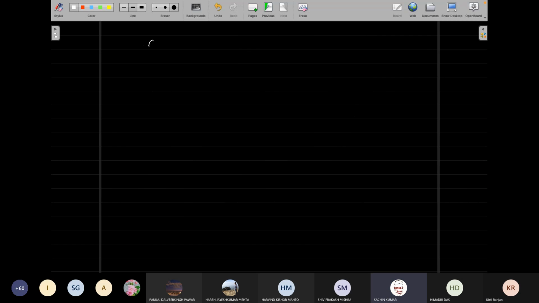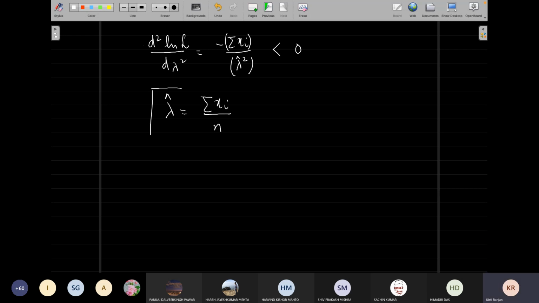Minus sigma xi upon lambda square. So d square log of L over d lambda square is minus sigma xi over lambda square, at the estimated value, for example. Now remember, summation xi is a Poisson distributed variable, and xi can only take values which are zero or positive, right? That means the numerator is positive, and lambda square is always positive, whatever number you get. So this expression with the minus sign is of course going to be less than 0, and the value which you have got is what we call the maximum likelihood estimator of the parameter lambda.